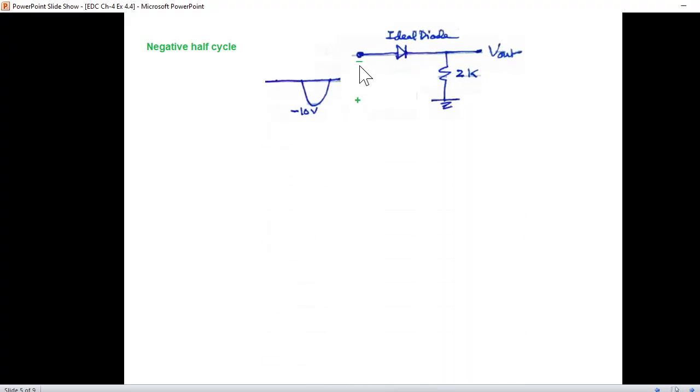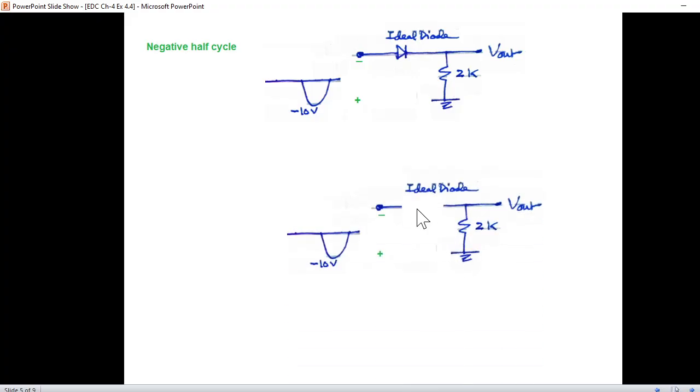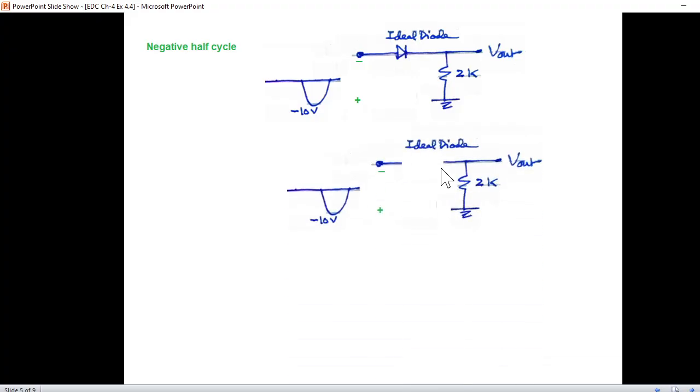Now we take the negative half cycle, and for the negative half cycle, the negative sign will be at the top and positive at the bottom. Now the negative of the input is touching the positive of the diode. That means the diode will now be reverse bias, represented by an open circuit. Since the circuit is now open, no current from the source will flow, and therefore there will be no voltage drop, and output voltage will be 0 volt.